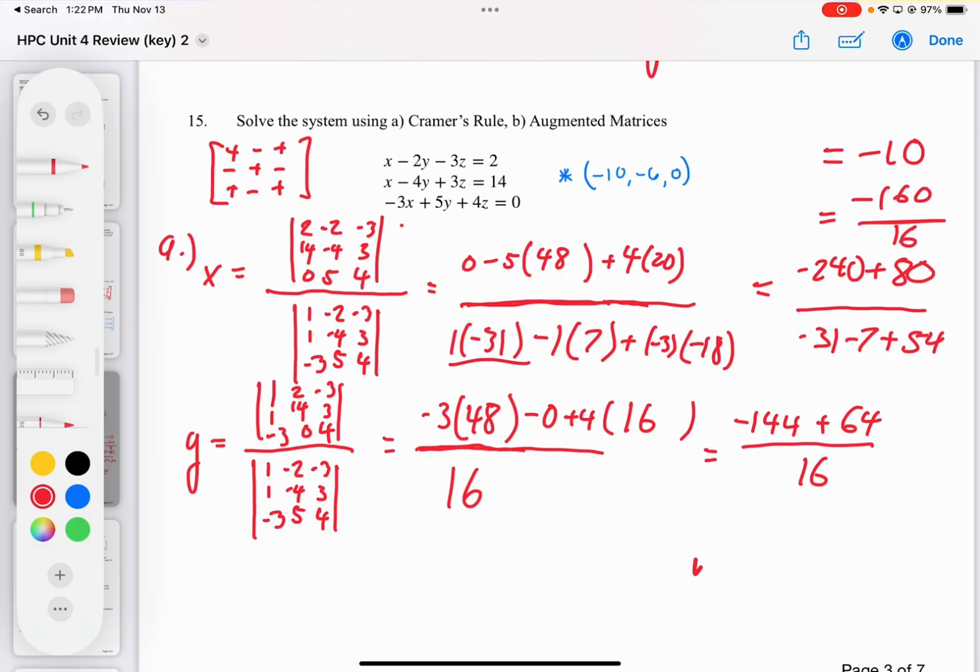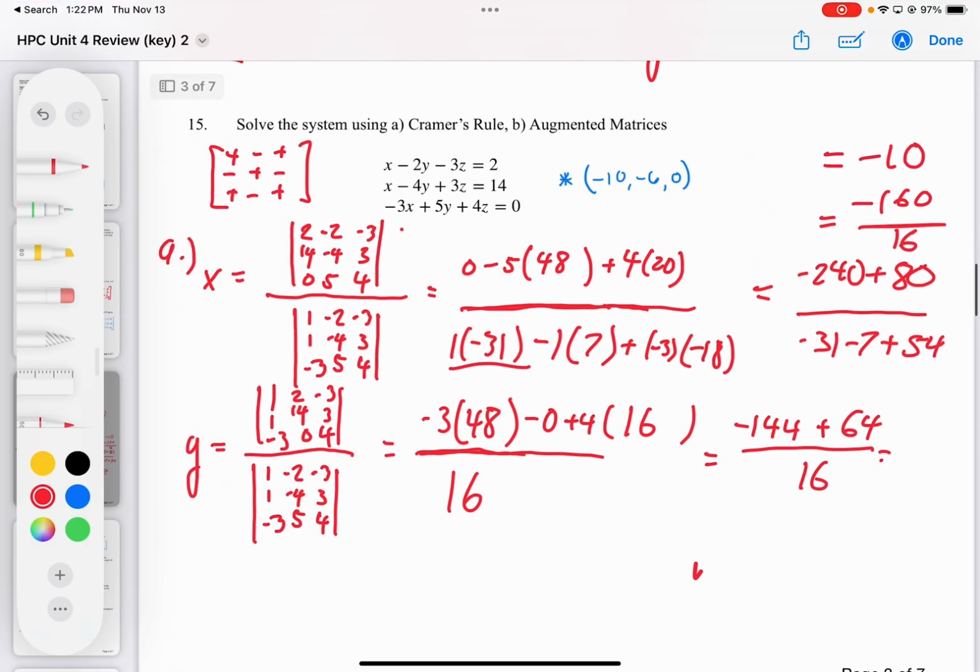Thanks, Hannah. All right, so then negative 144 plus 64 gives me what? Negative 80. So negative 80 over 16, which is going to give me an answer of negative 5. Something doesn't seem right. What did I mess up? Oh, it's negative 6.